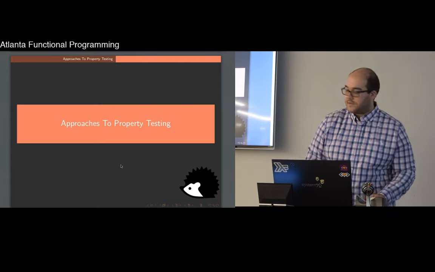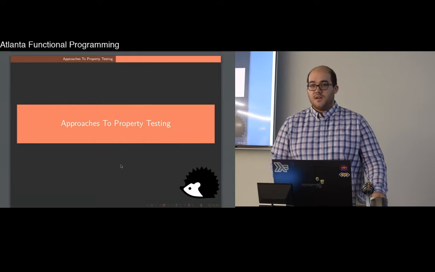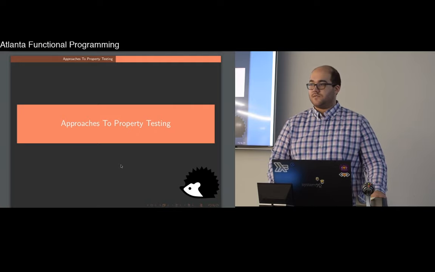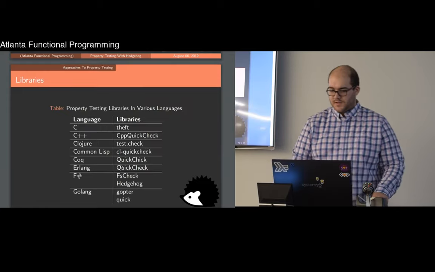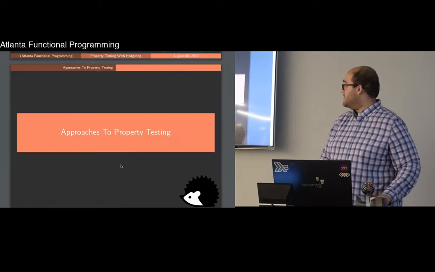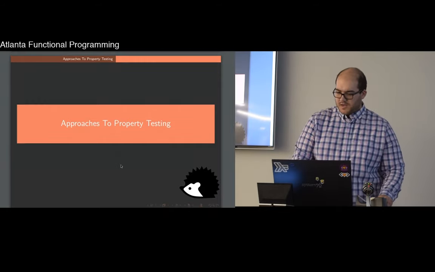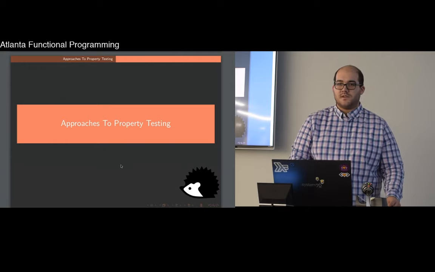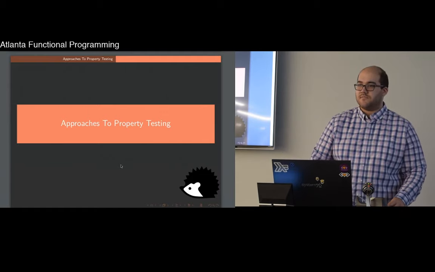Okay, makes sense. So I'm going to talk about approaches to property testing. Property testing is a pretty old idea, as old as sometime in the 90s, but it still hasn't really caught on. I'm not sure why. I think it may be a similar phenomenon to things in functional programming taking a really long time to overtake the mainstream.